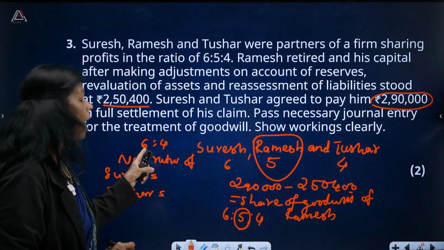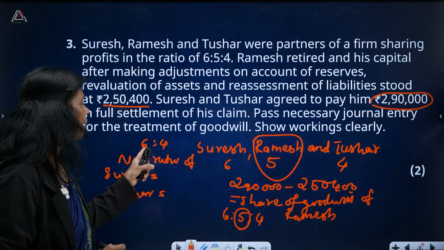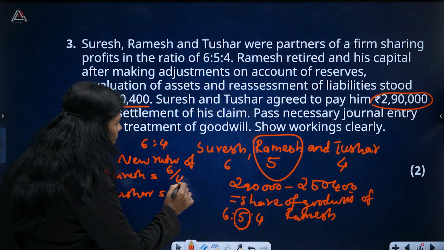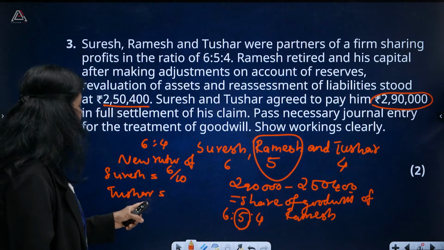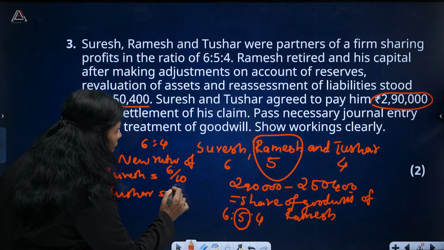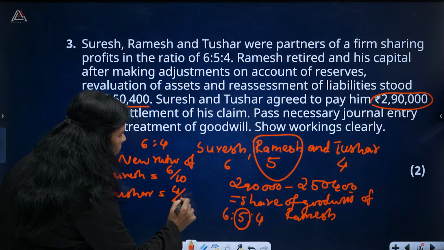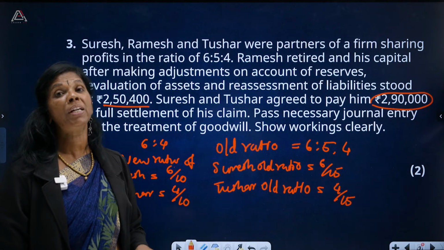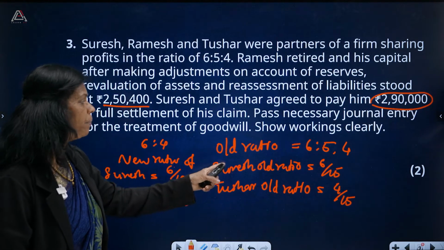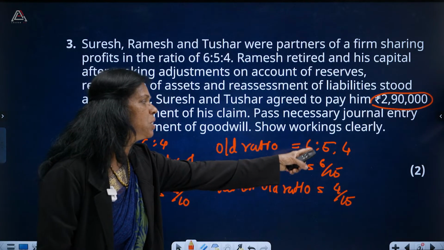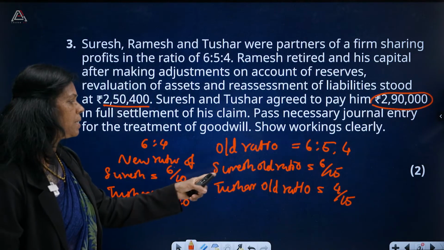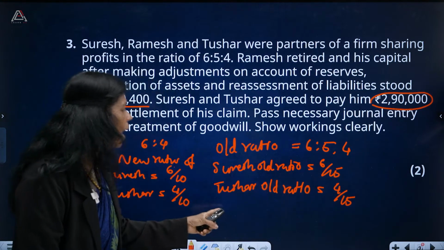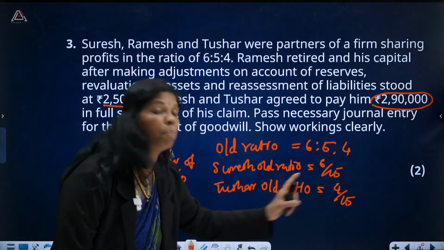Then out of this, how much is the Suresh share? 6 plus 4, that is 6/10. Then how much is the Tushar? 4/10. This is their new ratio. On the basis of gaining ratio, we have to divide the share of retiring partner's profit. Okay. So old ratio 6:5:4. Out of this, Suresh's old ratio is 6/15 and Tushar's old ratio is 4/15.